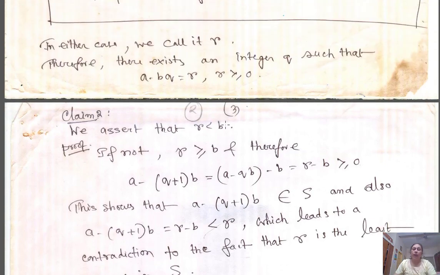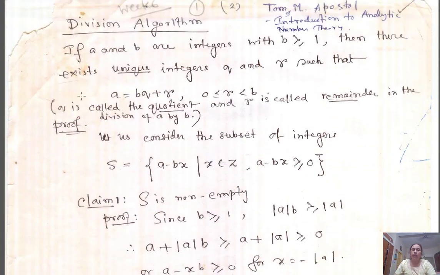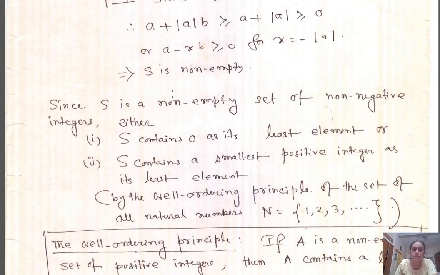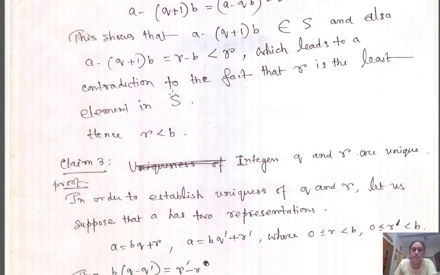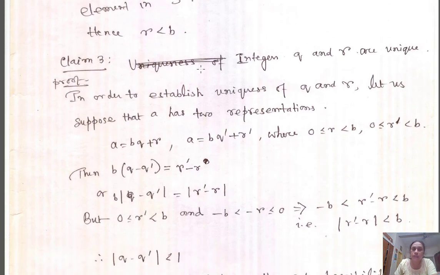Okay, so we have proved that A can be written as BQ plus R, with 0 less than or equal to R less than B. The only thing left is to show uniqueness. The third claim is that Q and R are unique. Suppose they are not unique. Suppose there exist Q prime and R prime so that A can be written as BQ plus R, as well as A can be written as BQ prime plus R prime. This R lies between 0 and B, including 0.